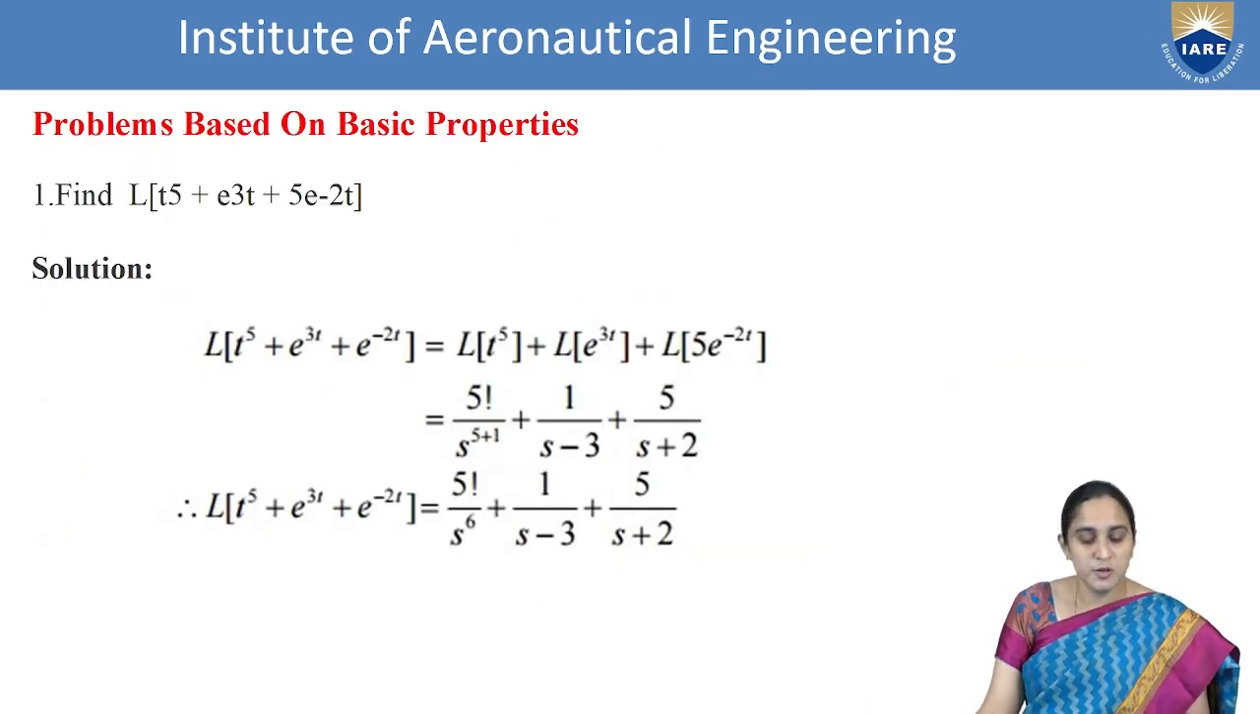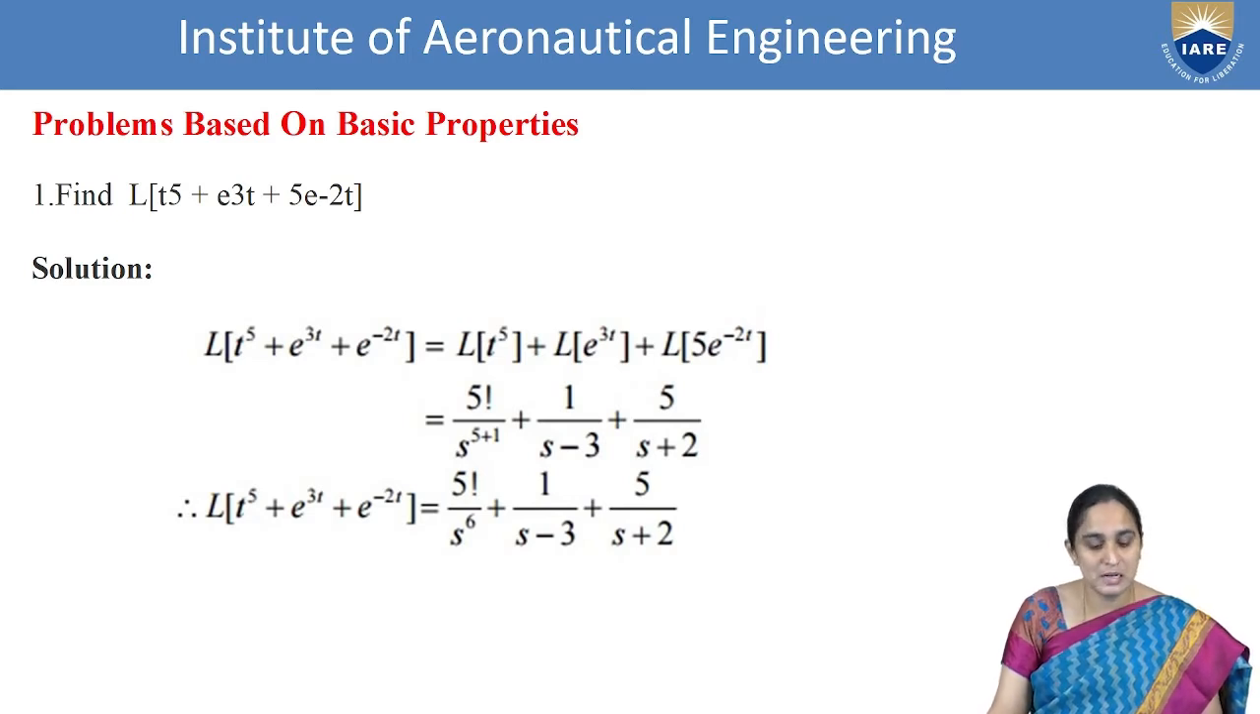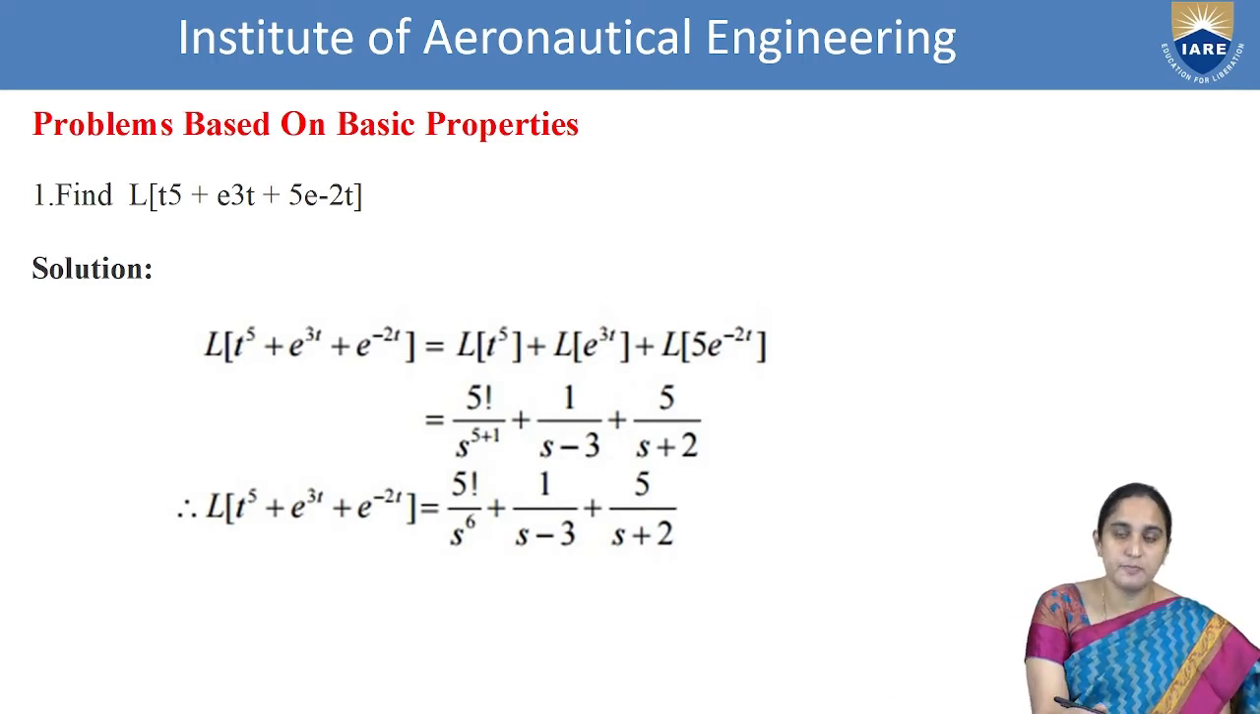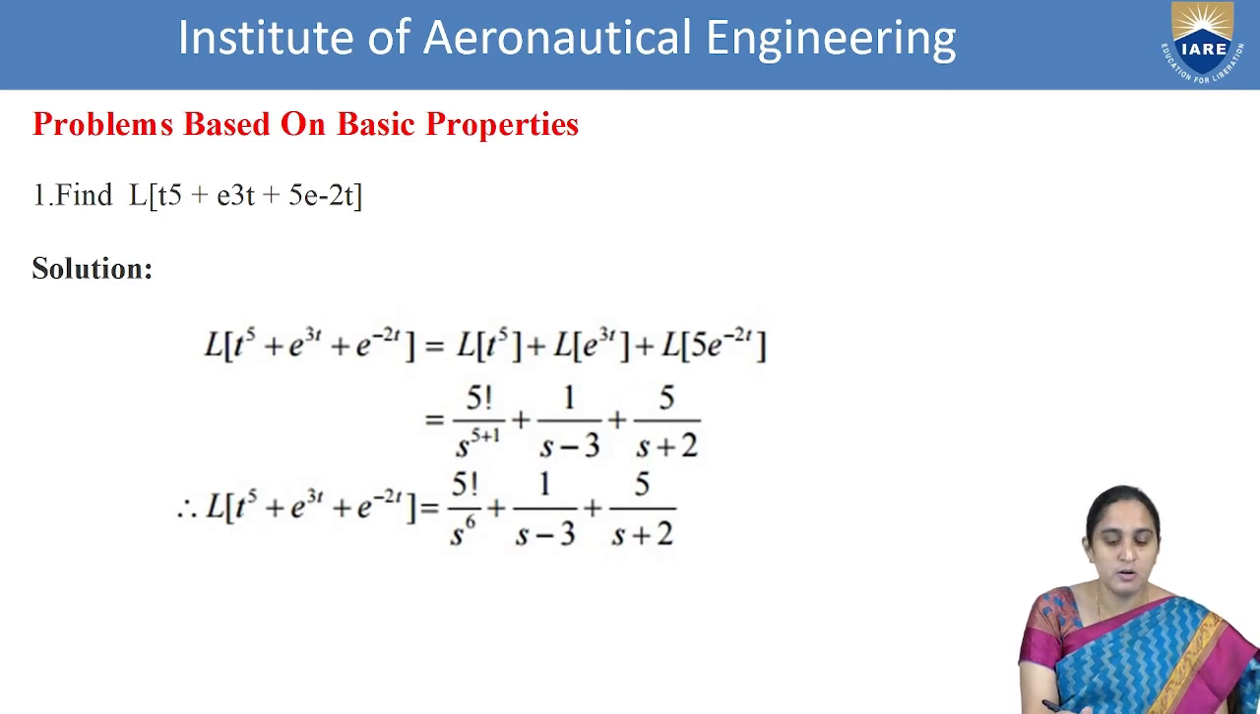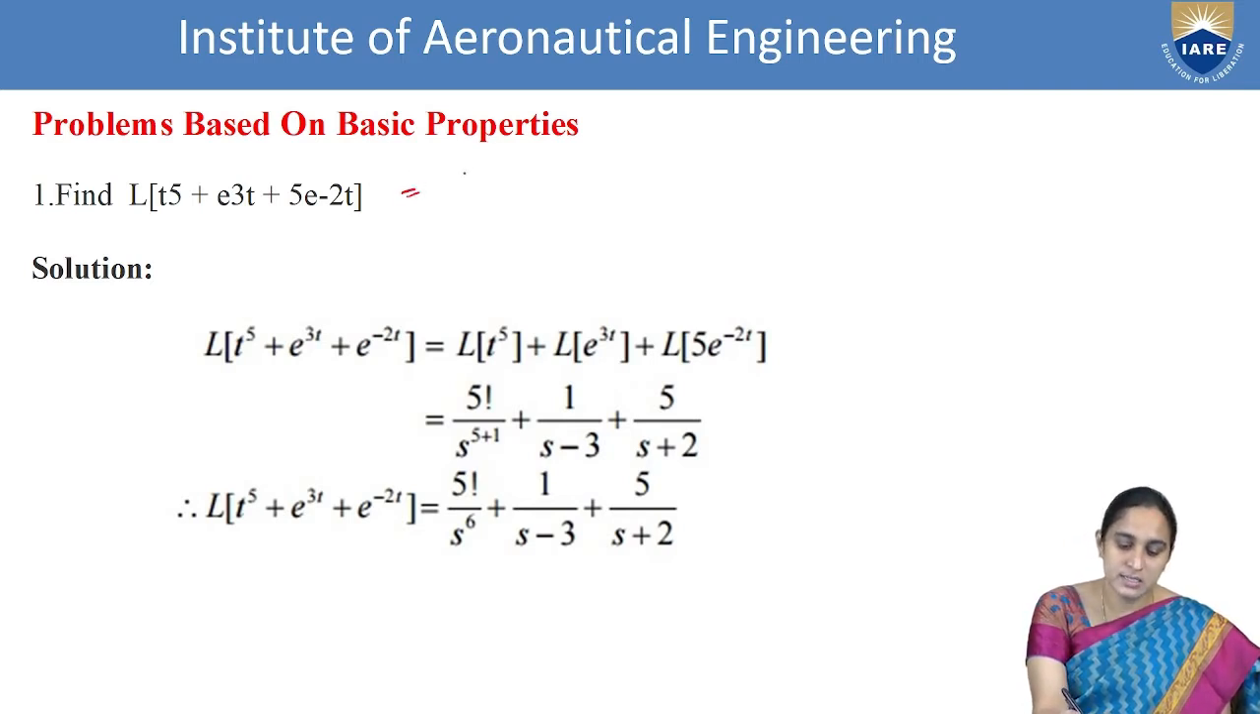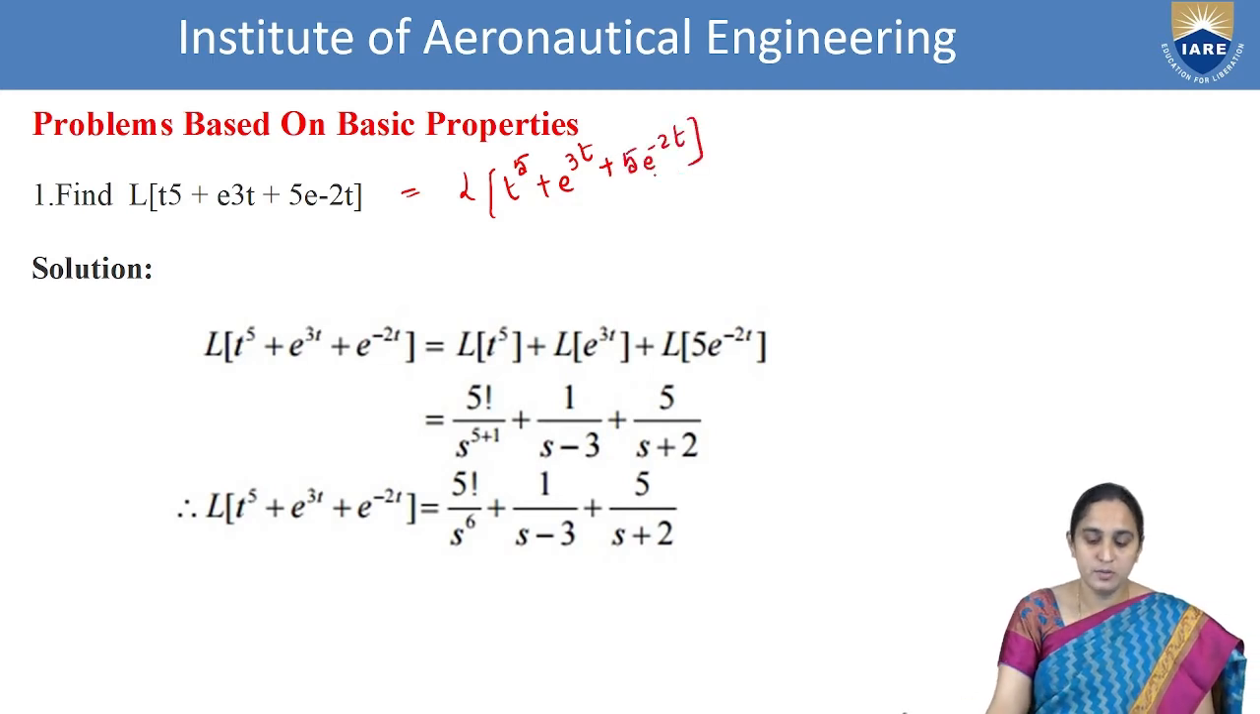Okay, next I'll go through the problems and basic concepts of the Laplace transform. For the first question, find the Laplace transform of t power 5 plus exponential of 3t plus 5 into e power minus 2t. That is, simply I'll write that as Laplace of t power 5 plus e power 3t plus 5 into e power minus 2t. Okay, now I'm using the Laplace concepts on this question.